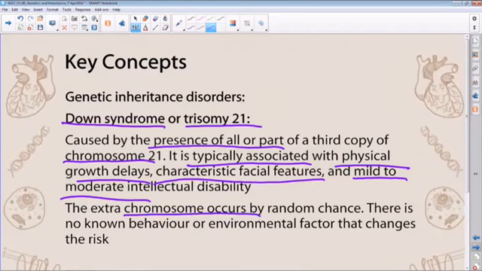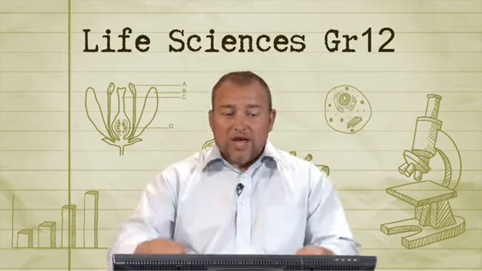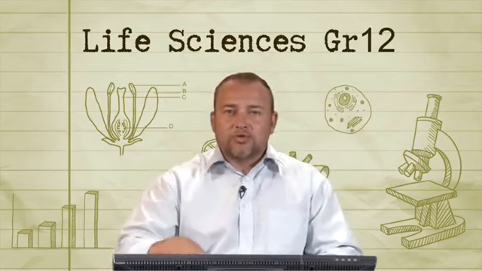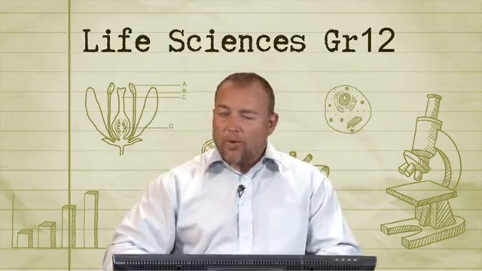Another point: the extra chromosome occurs by random chance. There are no behavioral or environmental factors that change the risk. In other words, there's nothing that the environment does to change it. It just happens. So this is the first one, your Down syndrome child. And which chromosome is it found on? Number 21. I want you to remember that: chromosome 21 is Down syndrome. Next one.